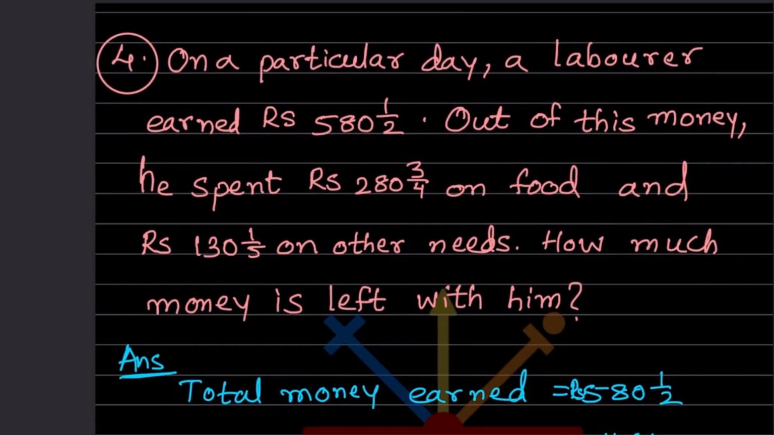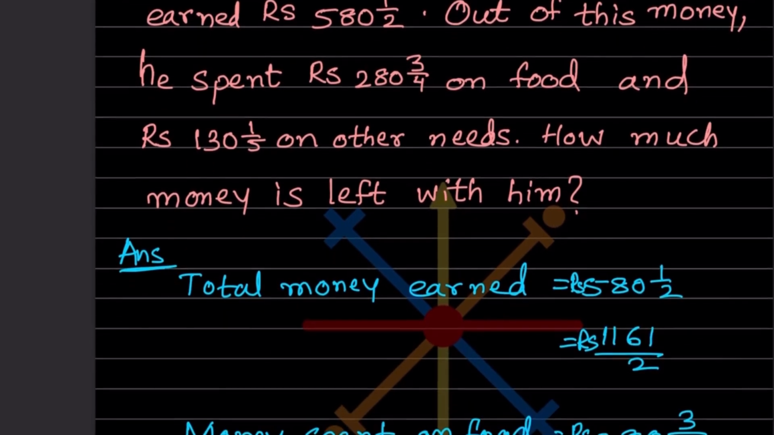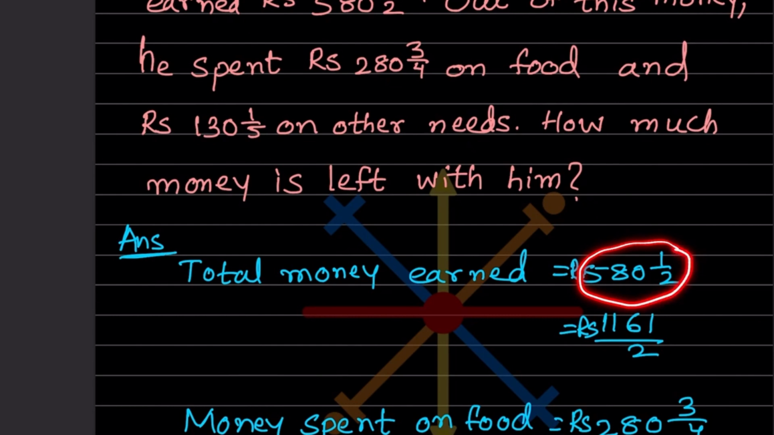On a particular day, a laborer earned 580 1 by 2. Out of this money, he spent 283 by 4 on food and 131 by 5 on other needs. How much money is left with him? Now total money earned is how much? That is 580 1 by 2. This is the mixed fraction, so when you change it to improper, you get 1161 by 2.